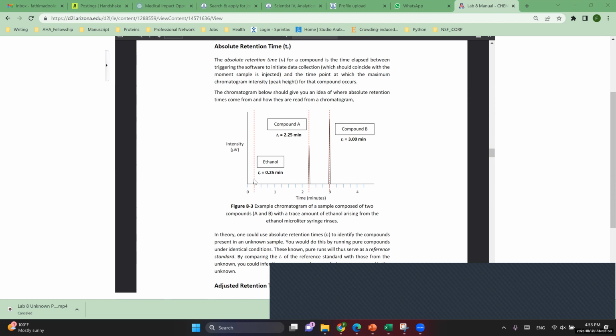So the first peak, the very small peak on the left, would be your solvent peak or ethanol peak. And then the other high intensity peaks will be your compounds. So on the x-axis you have the time that these compounds came out and were detected by the detector. So that is the absolute retention time.